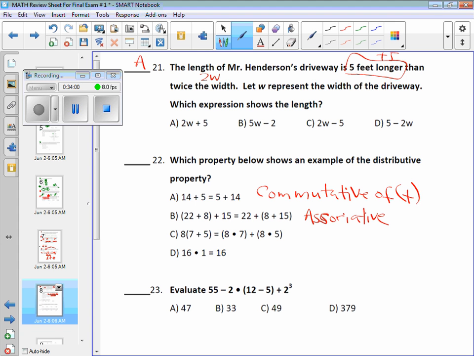16 times 1 equals 16. It stays the same thing. I have stayed the same thing. I have not changed my... No, you gave it to me. Not quite. You said the first letter.